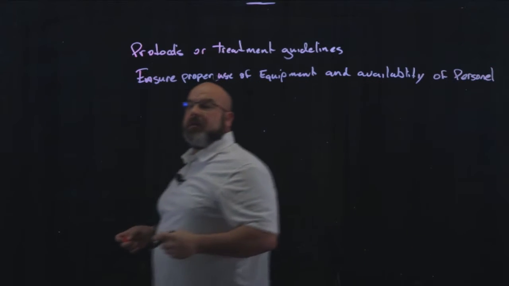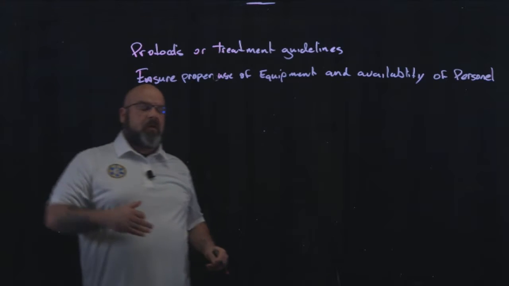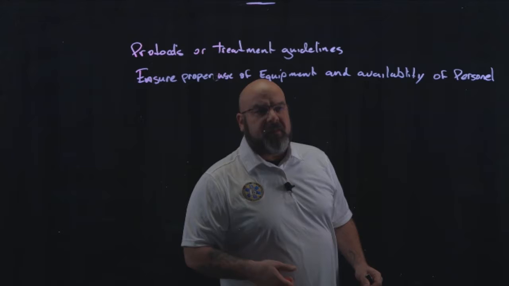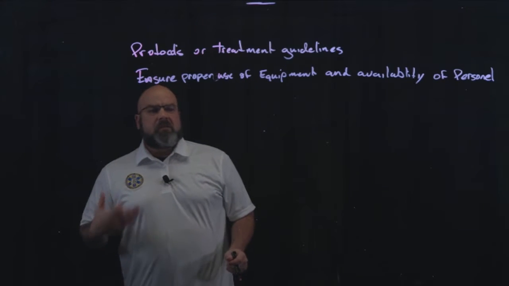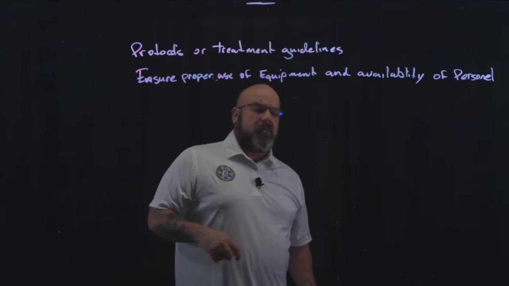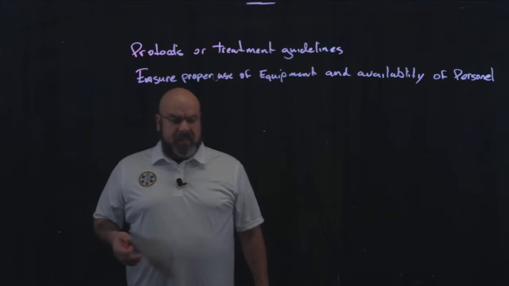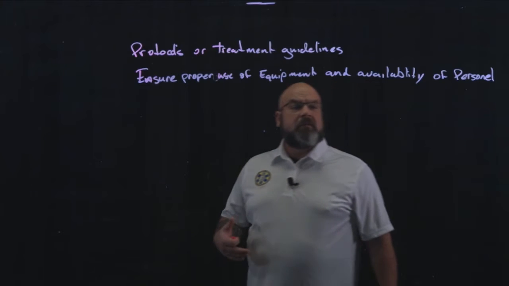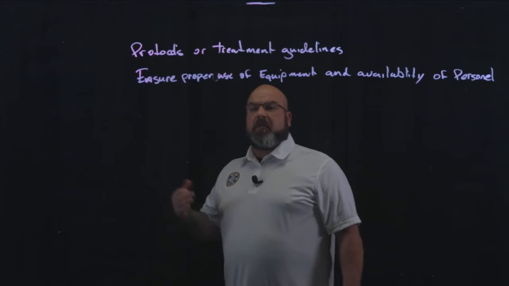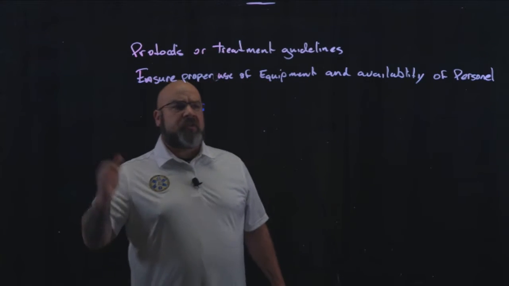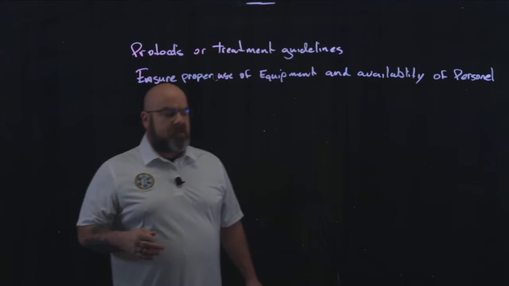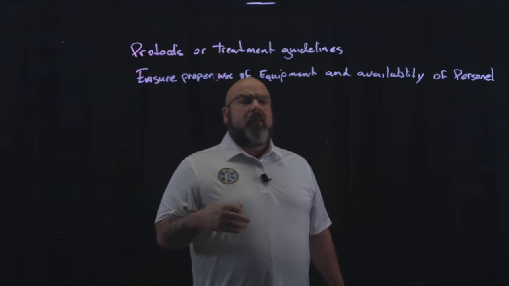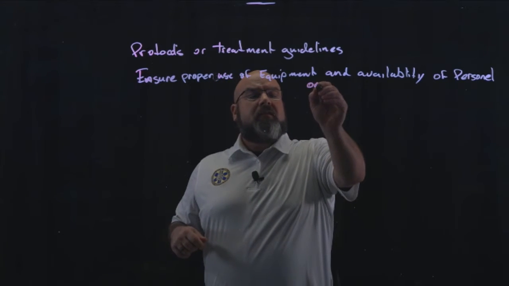So what does that mean? We need to ensure the proper use of equipment. Are we using the equipment properly? Is the Lucas properly placed to continue CPR so it frees up another set of hands for starting IVs or giving medications or placing an airway? Do we have enough people to do what we're doing to properly take care of this patient or this situation, the call in total? We need to know how many people are available, how many people are on shift that day.